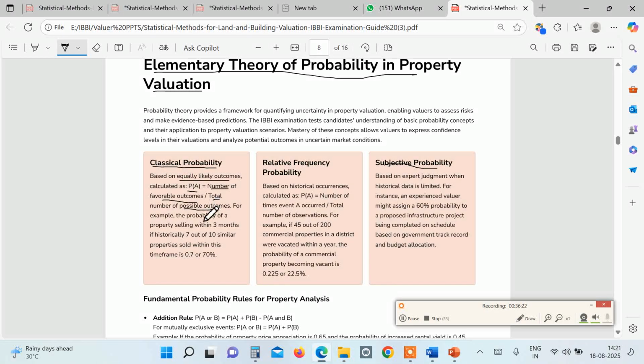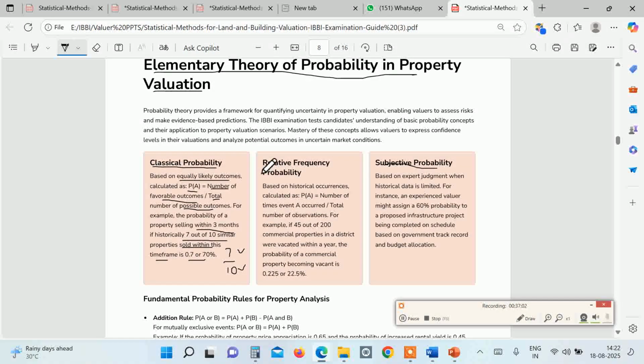For example, the probability of a property selling within 3 months. If historically 7 out of 10 similar properties sold within this time frame, it will be 7 divided by 10. So 7 is the number of favorable outcomes and 10 is the total number of possible outcomes. So the probability value is 0.7 or we can say 70%. And remember, probability is never more than 1.